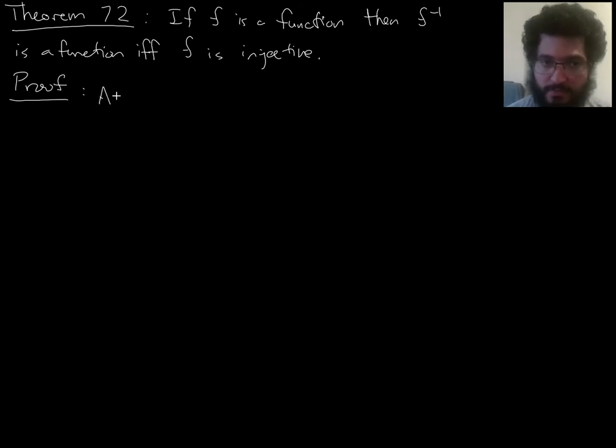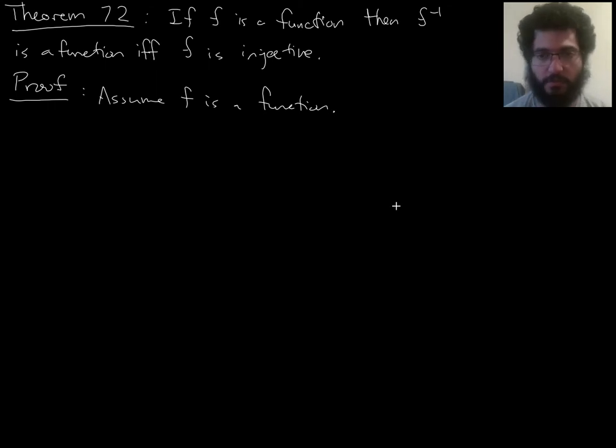So we start by assuming f is a function. So we've assumed f is a set of pairs with that for all x, y, z condition. And then I need to prove this if and only if. So the proof splits into two parts, like this.